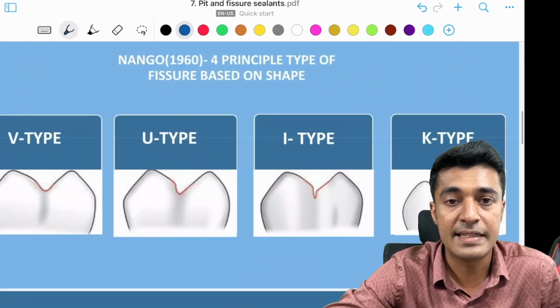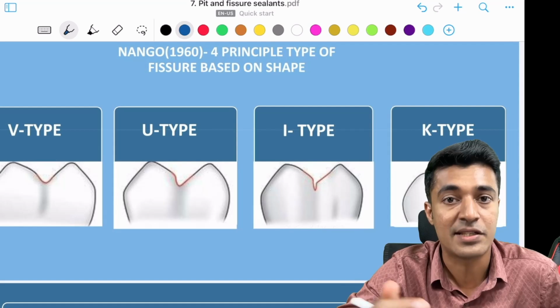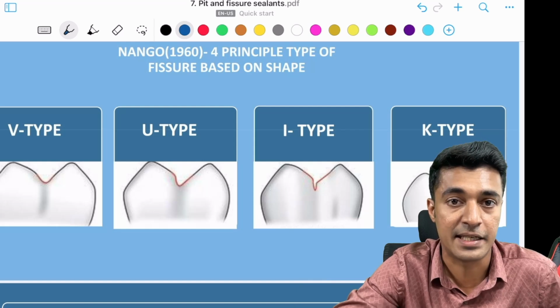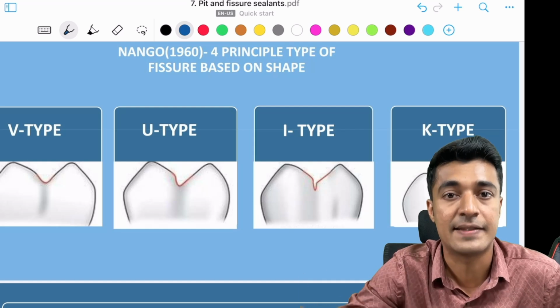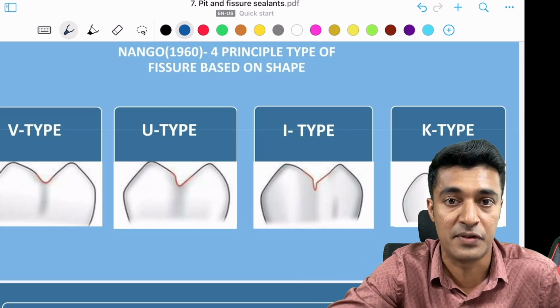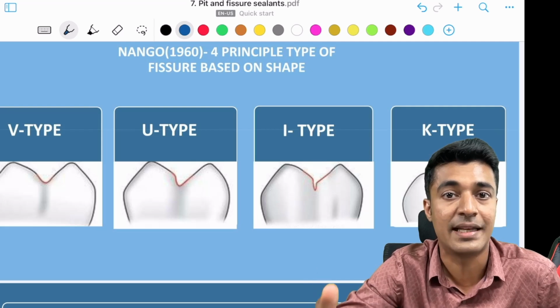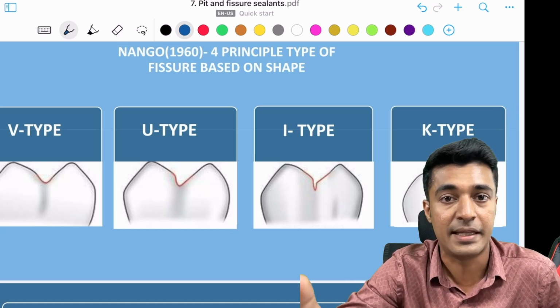Nanko in the year 1960 proposed four principal types of fissures based on their shape, that is the V type, the U type, the I type and the K type. The V and the U type are self-cleansing and caries resistant, whereas the I type and the K type are caries susceptible fissures. So this is the classification of fissures given by Nanko in the year 1960, which comprises U type, V type, I type and the K type.